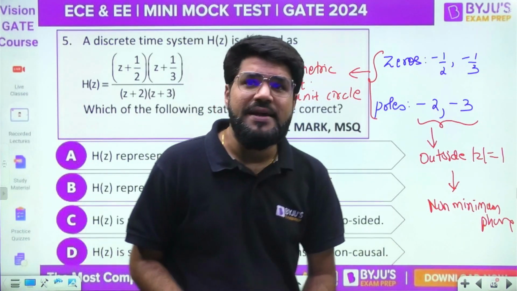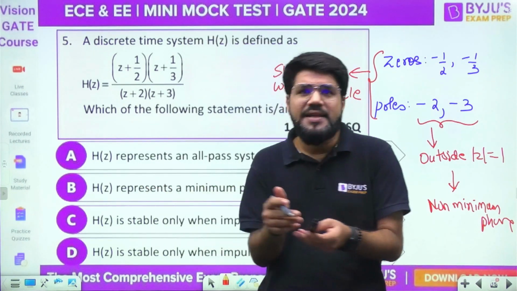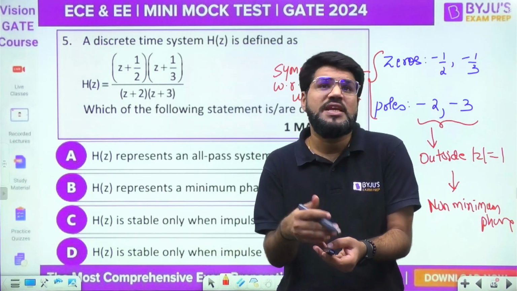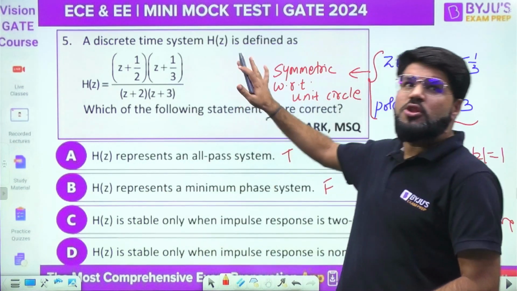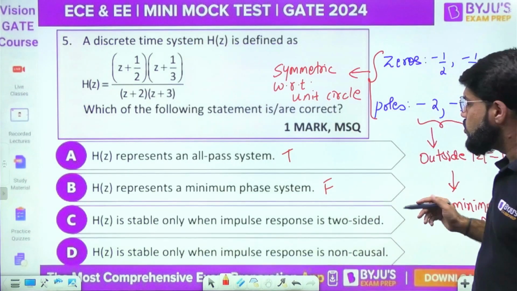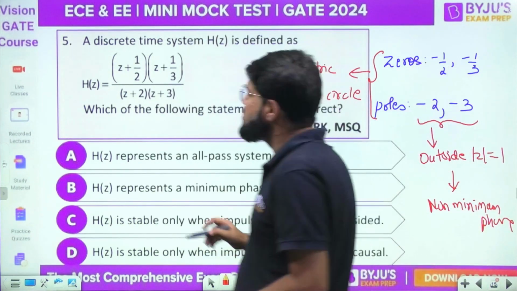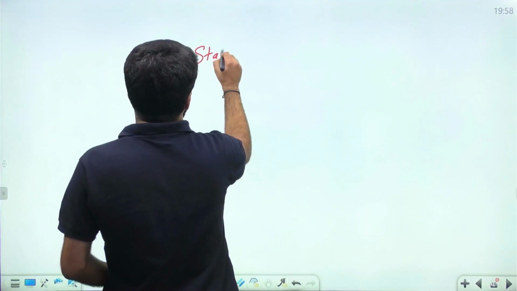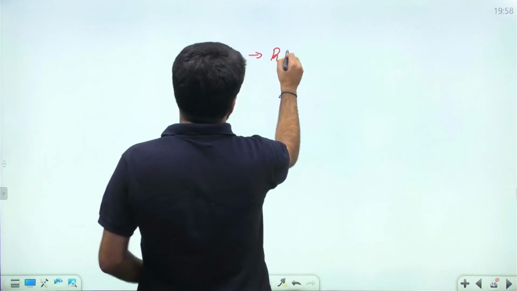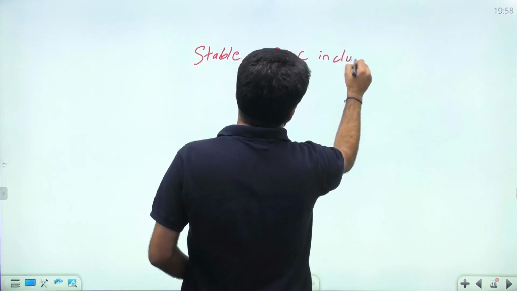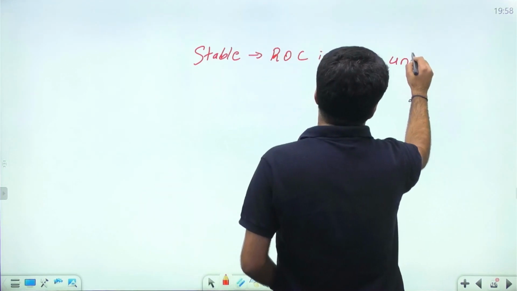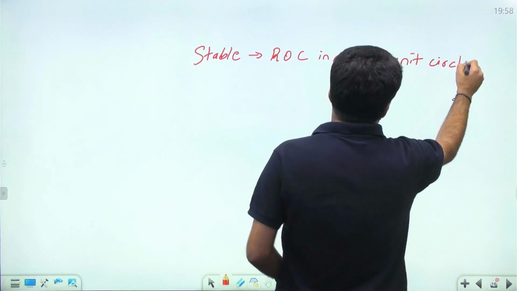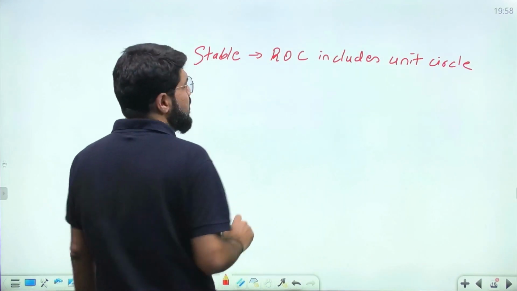We can still make it stable because the poles lying inside unit circle is the combined condition of stability and causality. Causal is not mentioned. But what you can do is still make the system stable. What is the condition for stability? The only condition for stability is that ROC should include unit circle. The ROC should include unit circle.